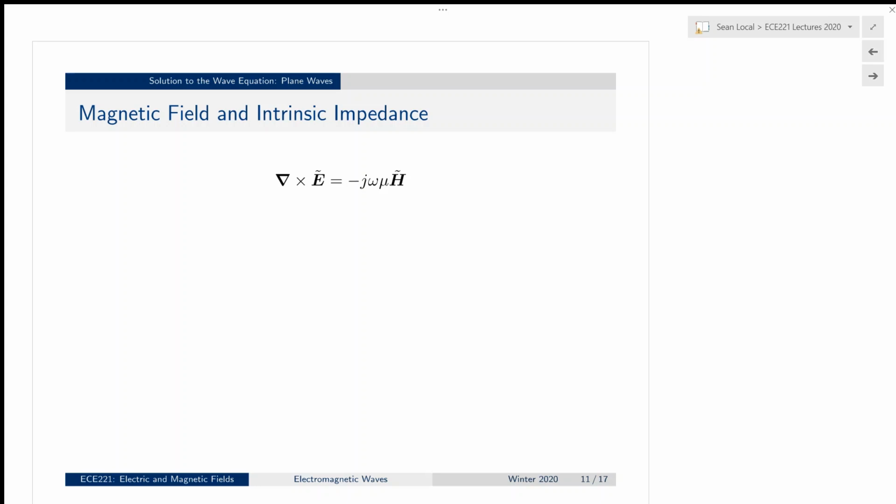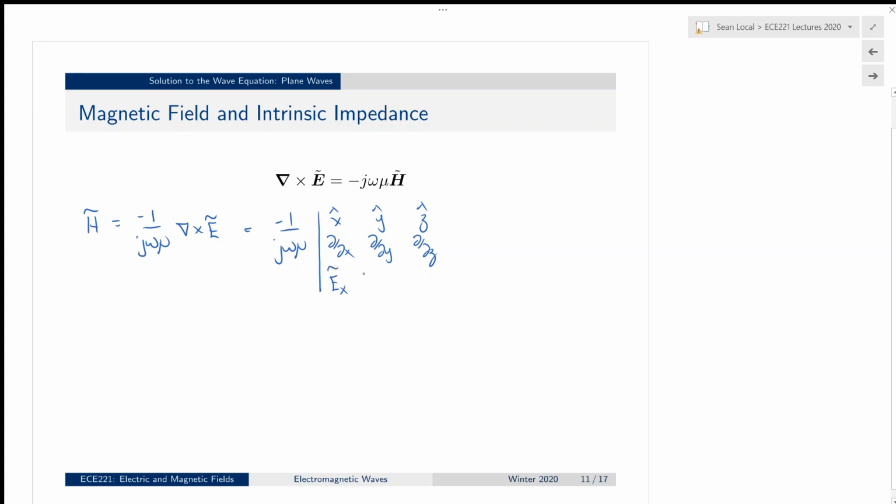Returning to Maxwell's equations in the source-free region, we can now take our solution for the wave that's traveling in the plus z direction and use that in this relation to try to find the magnetic field H. To do that, we need to evaluate the curl of E, and more specifically, we can find H tilde by taking negative 1 over j omega mu times the curl of E. So let's evaluate the curl of E by expanding that in our usual determinant form in Cartesian coordinates. We'll put our unit vectors on the top as usual, our derivatives on the middle row, and our field components of the electric field phasor on the last row.